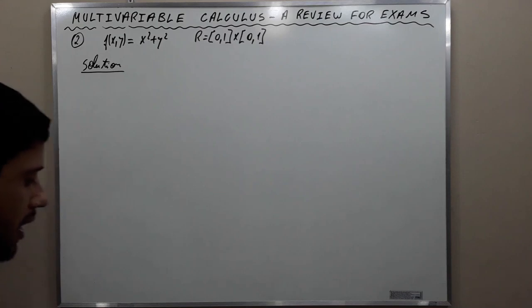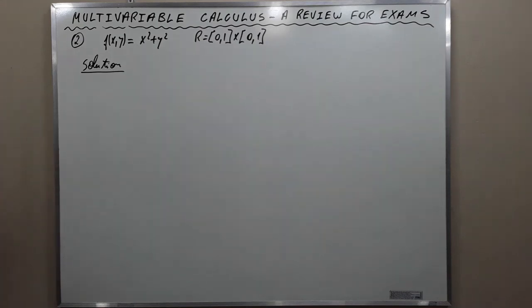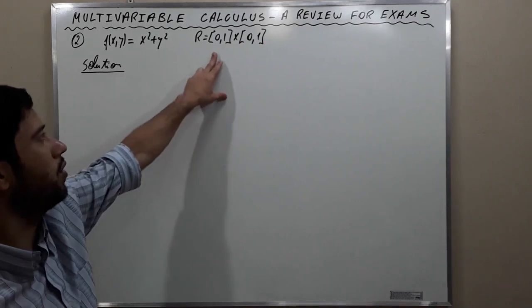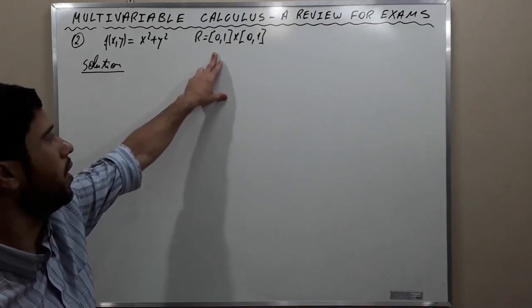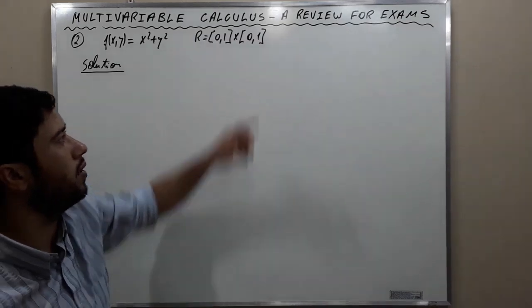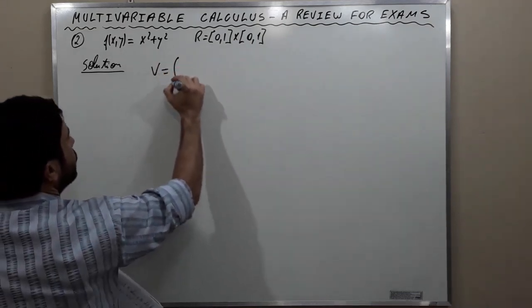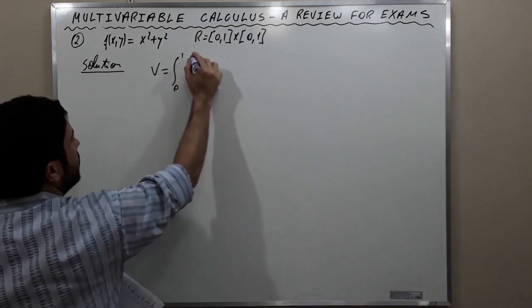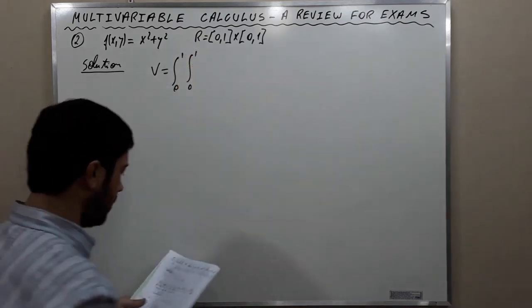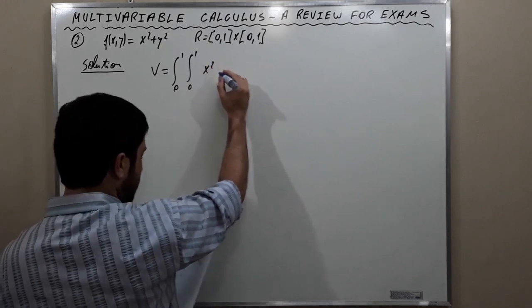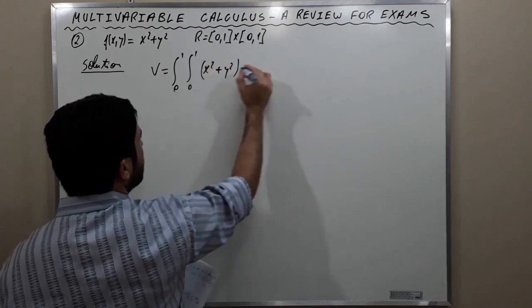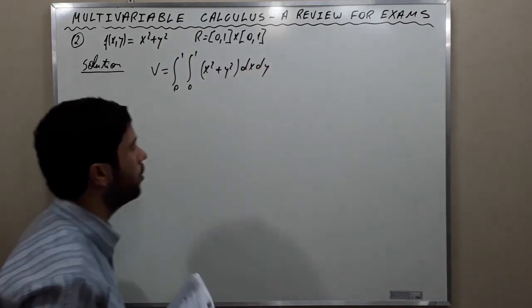Exercise 2 now. Calculate the volume of the solid bounded by f of xy equal to x squared plus y squared, and the region of the xy plane where x varies from 0 to 1 and y varies from 0 to 1 also. And let's go to the solution. The volume of the solid is equal to the integral from 0 to 1, the integral from 0 to 1 of x squared plus y squared dx dy. Okay?